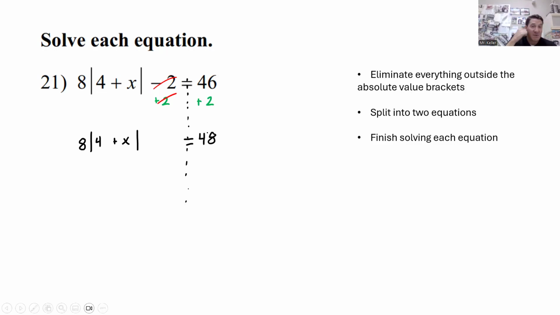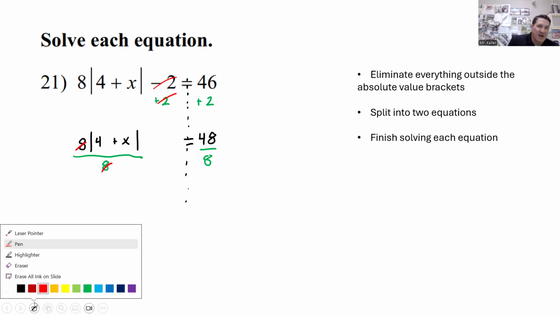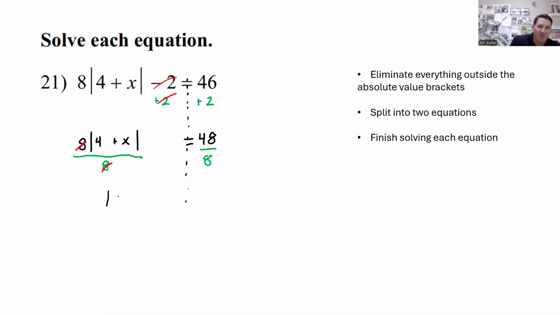I know a lot of you are going to be tempted to distribute, but you can't distribute inside the absolute value. So the step you have to do here is divide both sides by 8 to eliminate that 8, get rid of it from that side. So times 8 divided by 8 cancels out. You get the absolute value of 4 plus x is equal to 48 divided by 8, which is 6. And so now everything outside of the absolute value has been eliminated.